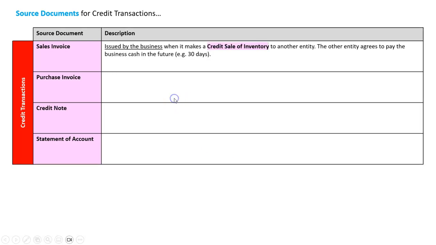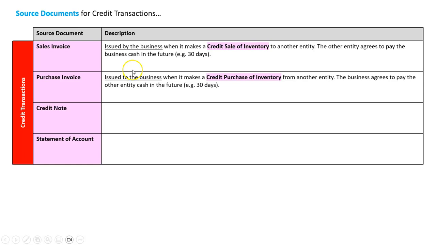The first one we'll deal with is a sales invoice. That is issued by the business, so that's our business, when it makes a credit sale of inventory to another entity, for example, a customer. The other entity agrees to pay the business cash in the future, for example, in 30 days. So that would be a sales invoice. There is also a purchase invoice, and instead of being issued by our business, that is issued to our business when it makes a credit purchase of inventory from another entity, and we agree to pay that entity in the future, for example, 30 days.